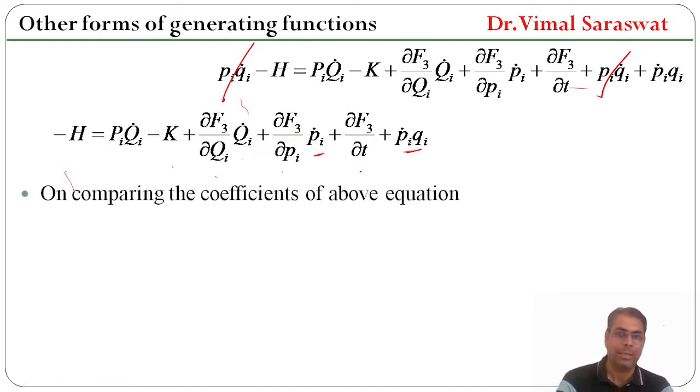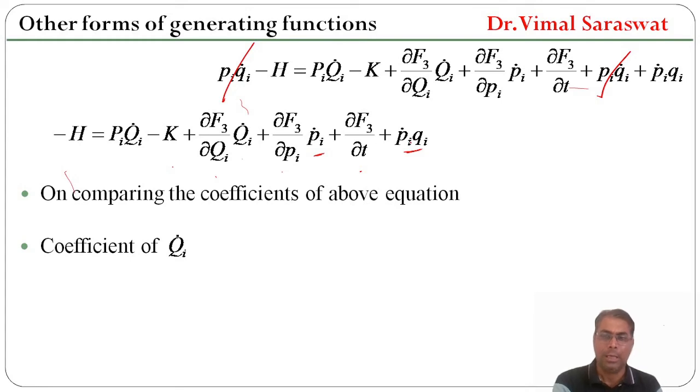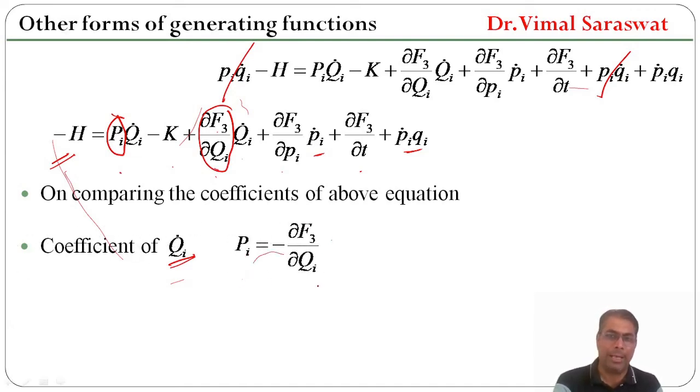On comparing the coefficients of the above equation, first of all we compare the coefficient of capital Qi dot. Here we have no coefficient of capital Qi dot, and on the right hand side the coefficient of Qi dot is capital Pi and del F3 by del Qi. So capital Pi plus del F3 by del capital Qi equals 0, or capital Pi equals minus del F3 by del Qi.